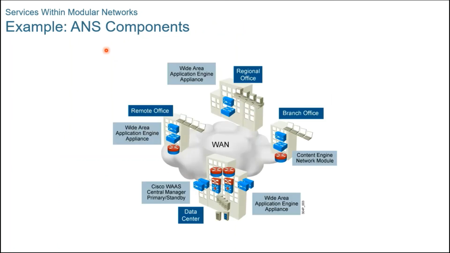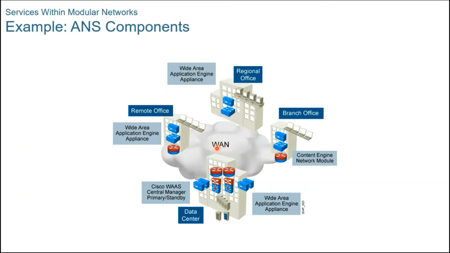Now, what are the ANS components? This figure illustrates an example of ANS deployed in offices connected over a wide area network, providing LAN-like performance to users in the branch, regional, and remote offices. ANS components are deployed symmetrically in the data center and distant offices. The ANS components in this example are as follows. First, Wide Area Application Services, or WAAS, which is software. The Cisco WAAS software gives remote offices LAN-like access to centrally hosted applications, servers, storage, and multimedia.